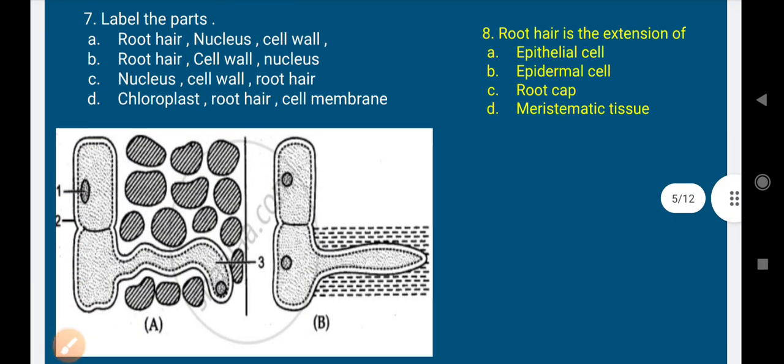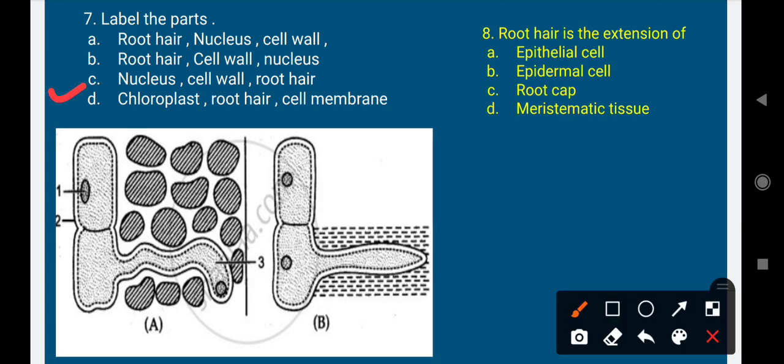In question number 7, label the parts of the root hair. Part 1 is nucleus. So in C we have nucleus. Part 2 is cell wall, clearly visible, yes cell wall. And part 3 is root hair. So here the correct answer is C.